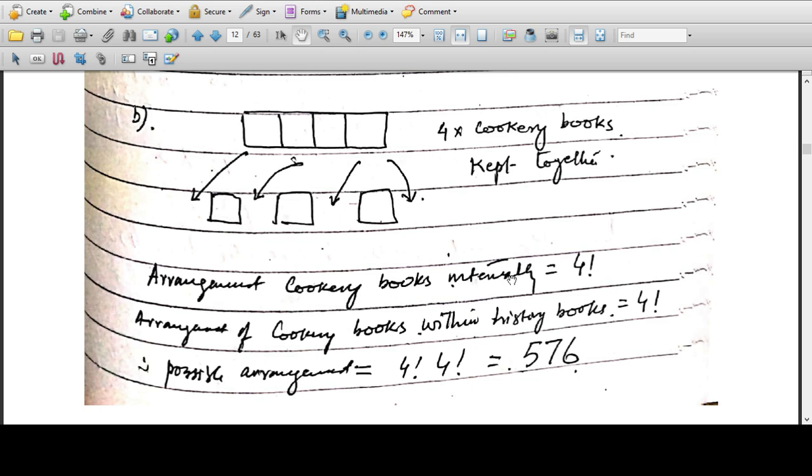For arrangement of cookery books internally, 4 factorial. Arrangement of cookery books among the history books is 4 factorial, which is given here. So this possible arrangement is 4 factorial and 4 factorial. This 3 history books and these cookery books. Within these cookery books there are 4 possibilities. So this is 4 factorial, and this as a single entity with these 3 history books. So this is also treated as a single book, and these 3 history books, and this becomes 4. So this is again 4 factorial. So 4 factorial into 4 factorial is 576.